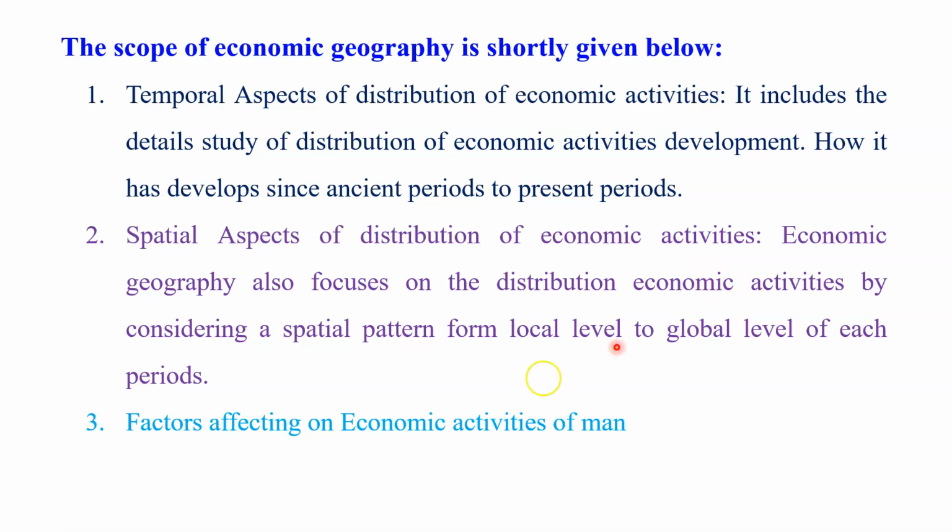Third, very important, are the factors affecting the economic activities of man. This is the core point of our study when we are talking about the scope of economic geography. We have a number of factors that affect the economic activity of human beings. It may be primary activity, secondary activity, tertiary activity, quaternary activity, or quinary activity. Each and every activity is affected by various physical and cultural factors.